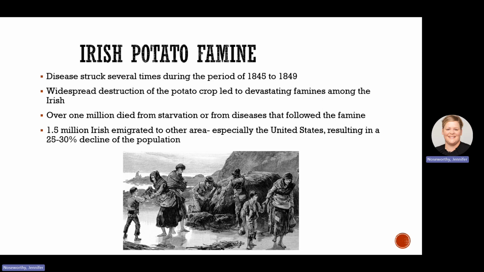And this led to a huge destruction of the crop and led to famine. Millions died of starvation or from diseases as a result of famine, and this led to a mass immigration of the Irish to the United States. Now, why didn't they choose to grow a different crop? That is a story that we're going to pick up and come back to on Friday as it relates to your reading.